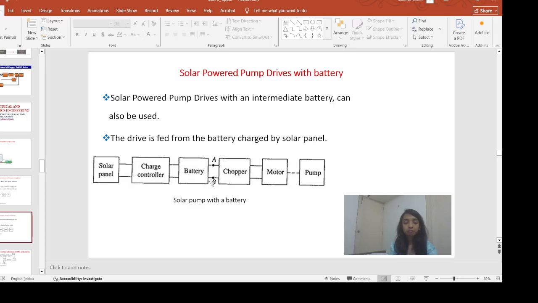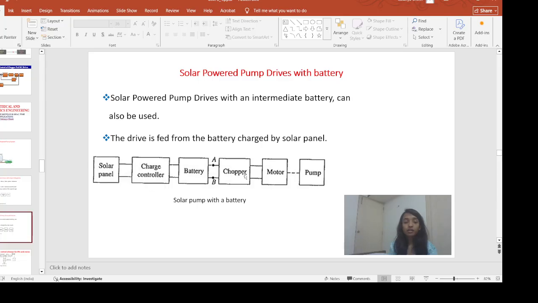Next we have this A and B. These are the switches or connectors. So they are the connection points that will allow the switching or directing the current flow between the different parts of your system. Next we have the chopper. So chopper it is a high speed switching device.